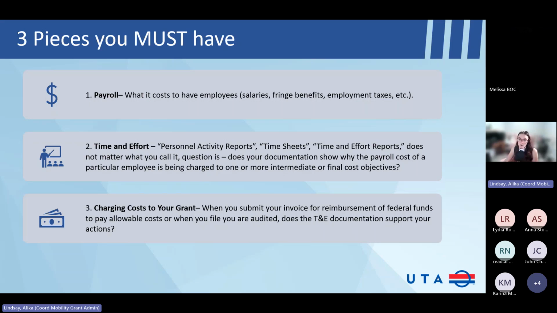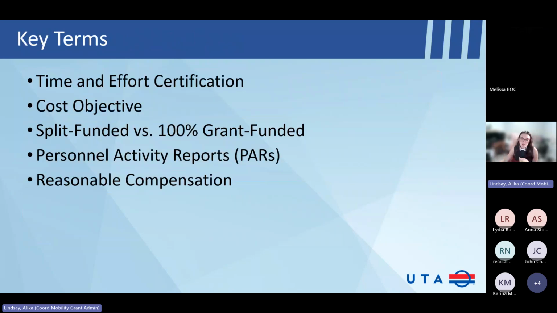So we'll talk more about what these words mean, personal activity reports, that kind of thing, and I'll show you some examples, but I just wanted to break out those three pieces. There's a lot of different ways you can show these items, but this is generally the three pieces that you need. So we're going to talk about some key terms. Time and effort certification, which we've already gone over a little bit, but I'll give you a definition on the screen. Cost objective, split funded versus 100% grant funded, personnel activity reports, and reasonable compensation.